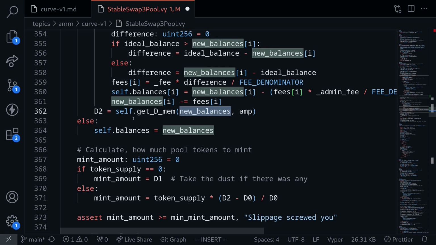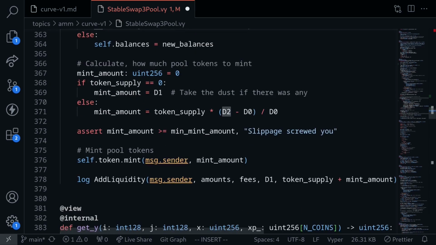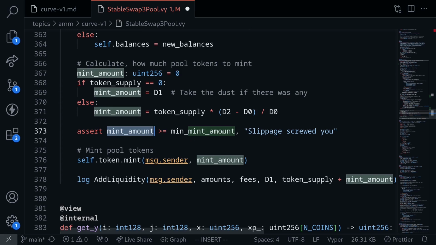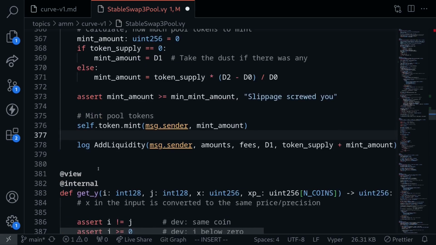And the last part of the code is to mint LP based on the increase from D0 to D2. And you can see this over here. Token supply multiplied by D2 minus D0. That's the difference between D2 and D0, and then divided by D0. And then it checks that this LP amount is greater than the mint amount specified by the user, and then it actually mints the LP tokens. So that is the function add liquidity.